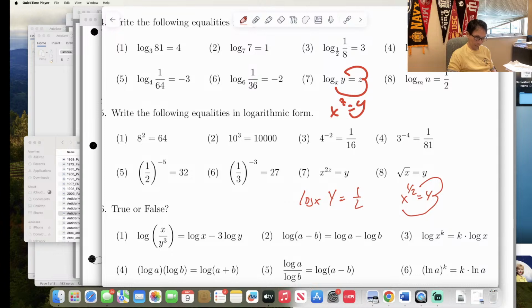Is there any other square root for it? Yeah. Any other question?